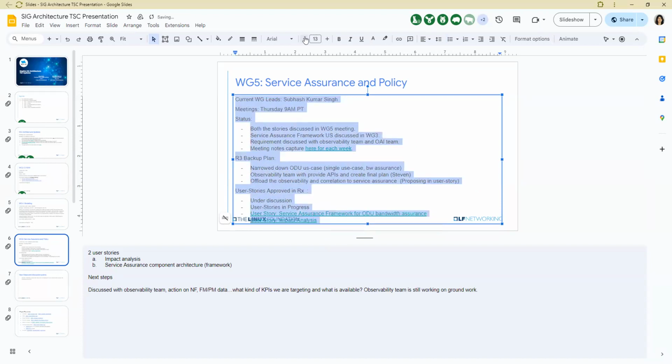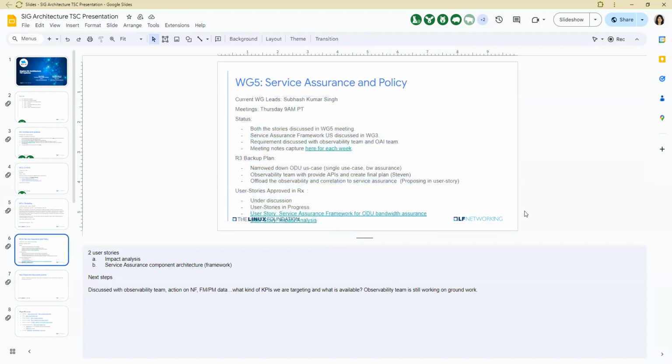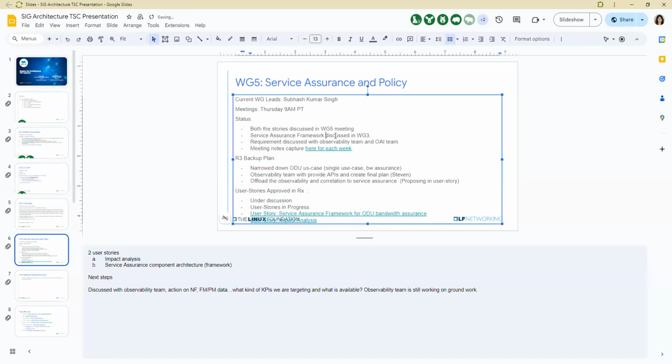Got it. Okay. Is there a typo in the second one, service assurance framework US discussed, as discussed? I mean, oh, sorry, user story. You can fix the typo. Yeah, we never abbreviated user story as US because it's very new. Okay. Thank you. So you have the meeting notes, you have the link to your user story. I think it's pretty much complete. The site is looking okay to me. It has all the things that we discussed on a very high level.